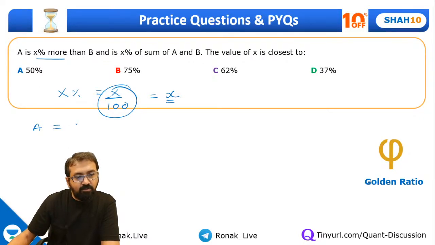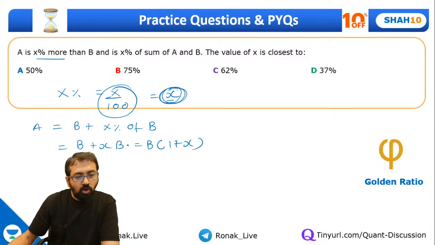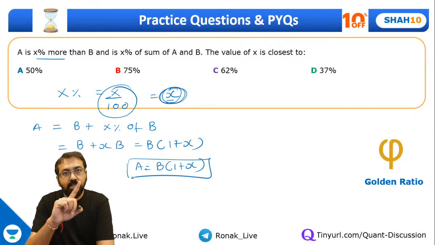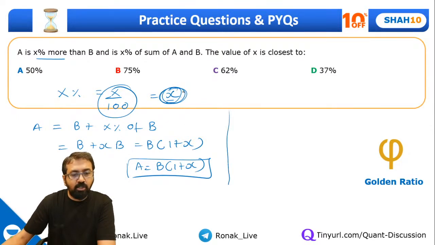So what I wrote is A is X% more than B. That means A is equal to B plus X% of B, right? Now what is X%? We are taking that as x. So this is B plus xB, which is nothing but B into 1 plus x. So we got A is equal to B into 1 plus x. This is the first step. Are you all clear up till now? Yeah.